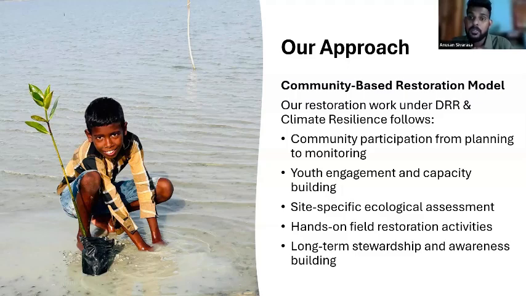The most important part of our restoration is the site-specific ecological assessment. Before doing the restoration, we do a scientific assessment of whether our selected species are suitable for those areas. We do soil analysis and check whether the water is suitable for mangroves. We also focus on existing mangrove species. After these steps, we do the restoration, collaborating with the community and other organizations. We also focus on capacity building and the long-term sustainability of our planted mangroves.